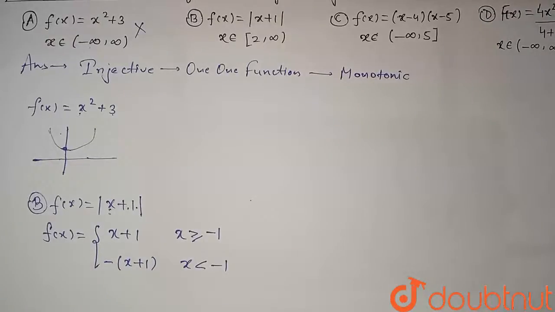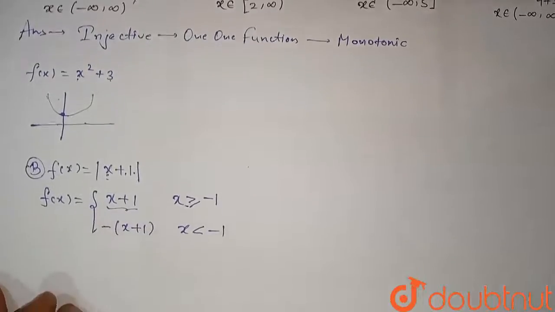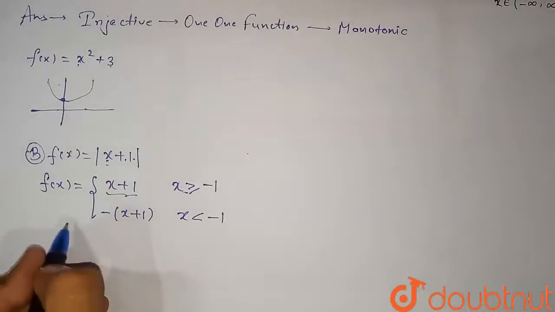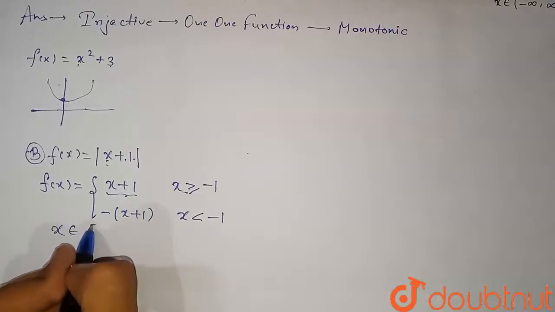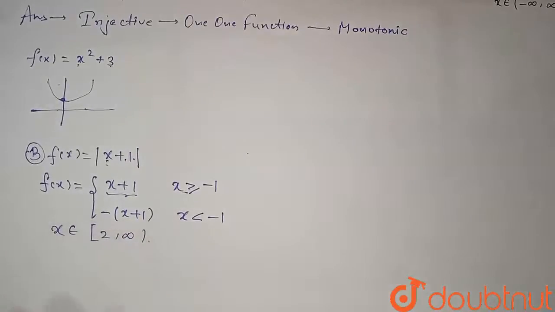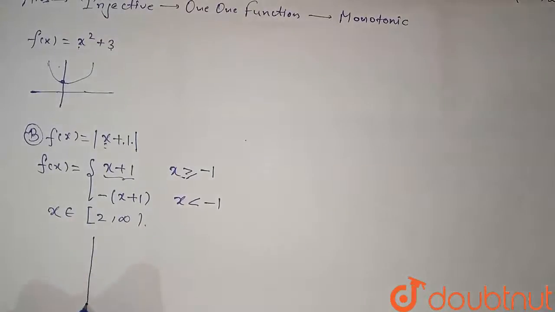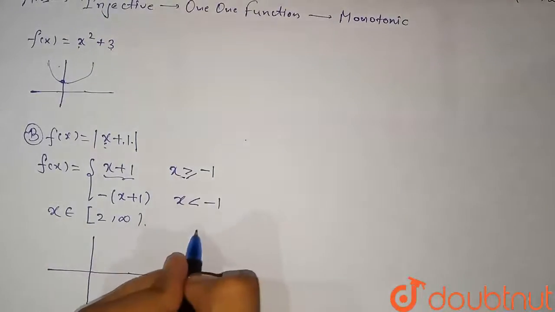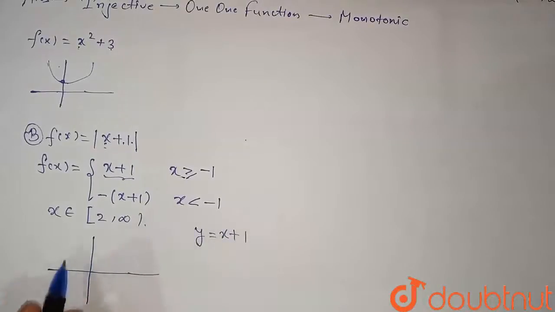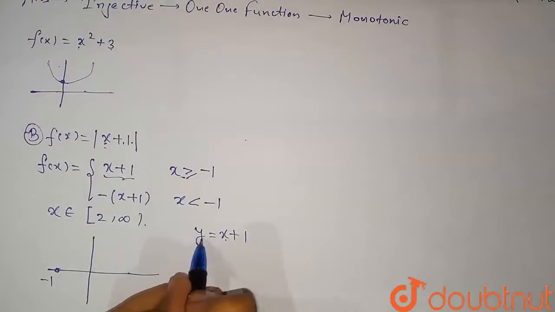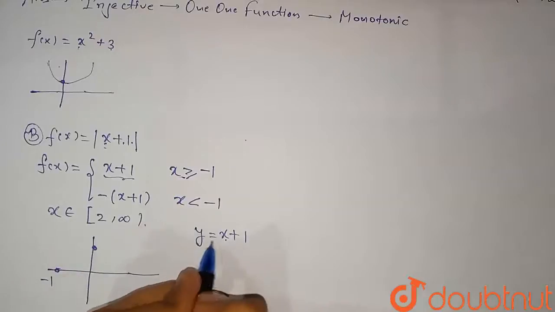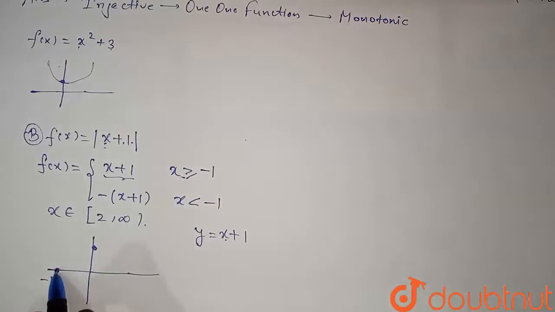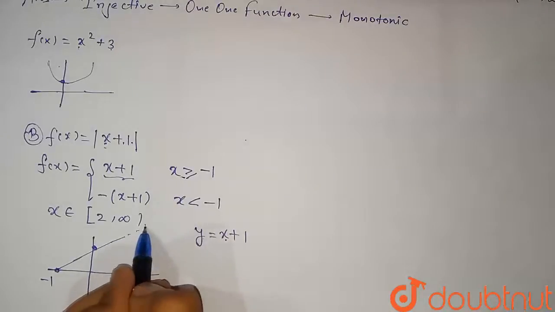Now we are discussing the interval 2 to infinity. For x greater than minus 1, the function is x plus 1. In the question we have the values of x from 2 to infinity. So if we draw the graph, this is our y-axis, this is our x-axis, and our function is y equal to x plus 1, because we are discussing the function after minus 1 only. At x equal to 0, y will be 1, and at y equal to 0, x will be minus 1. So this is our graph, and it is going up to infinity.